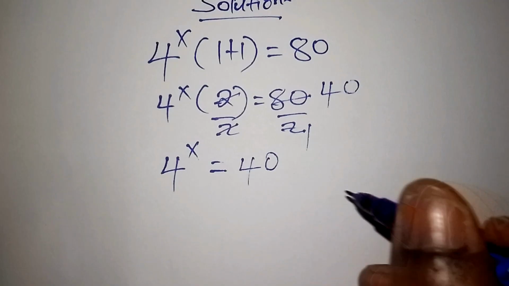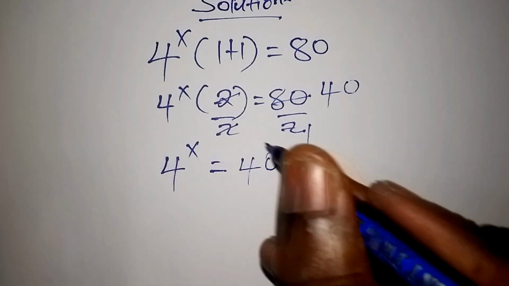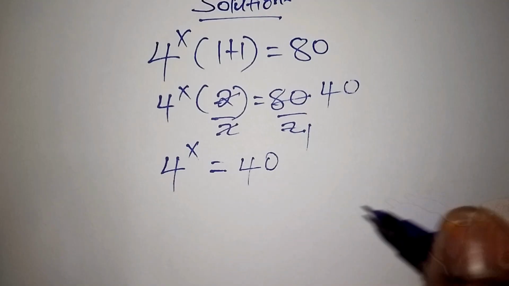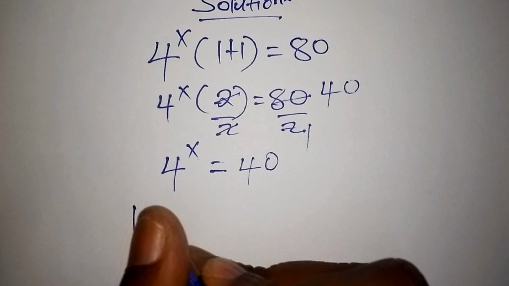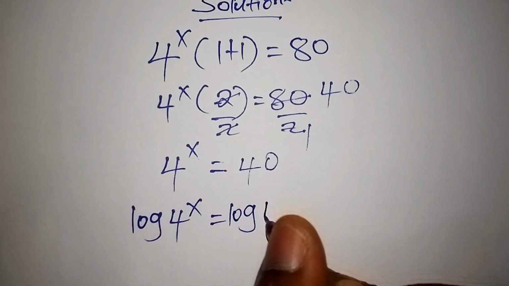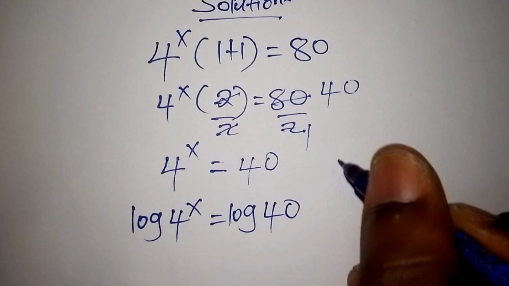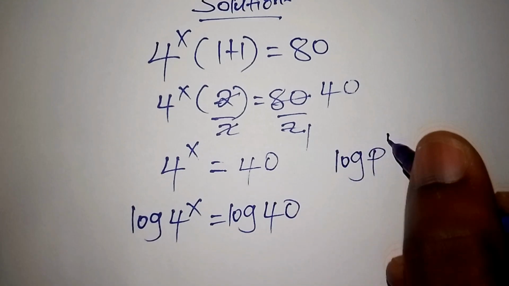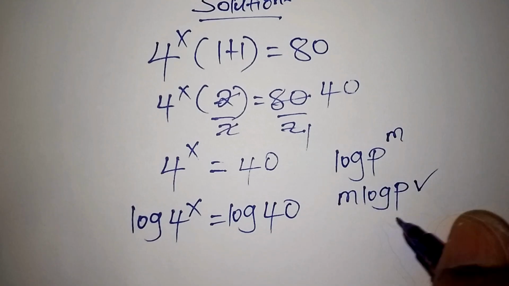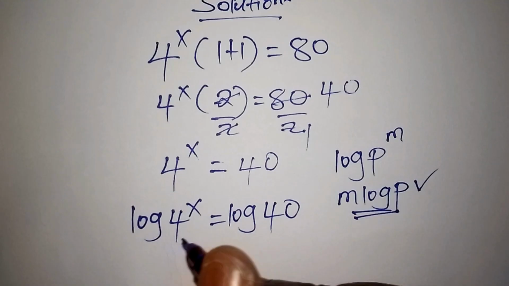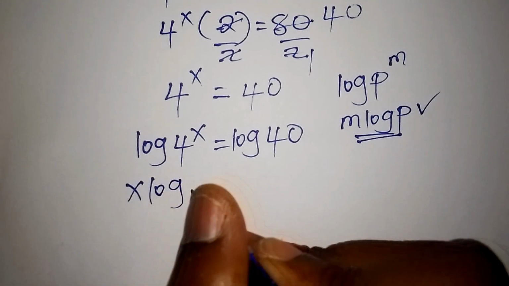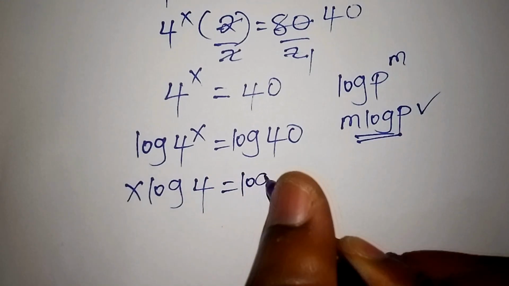So our next step is to simplify this maths problem completely. In order for us to do that, let's introduce the log on both sides. So here we shall have the log of 4 to the power of x is equal to the log of 40. From here, when you have, for example, the log of p to the power of m, this can be written as m times the log of p. So once we understand this, we know that the log of 4 to the power of x can also be written as x times the log of 4, which is equal to the log of 40.